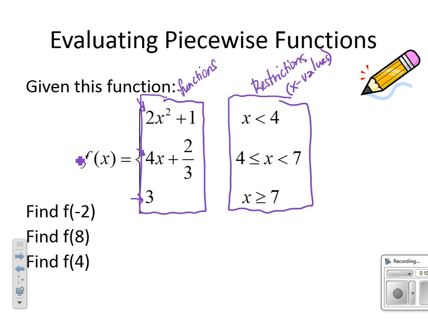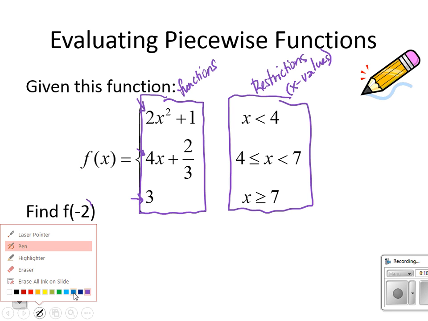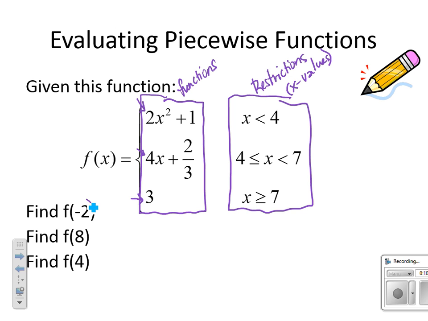Okay, now if I'm evaluating, I find the x value that goes along with that restriction. So if x is -2, I have to find out where -2 falls. Is -2 greater than 7? Is -2 between 4 and 7? Or is it less than 4? Well, I think -2 is less than 4, so I'm going to use this function.